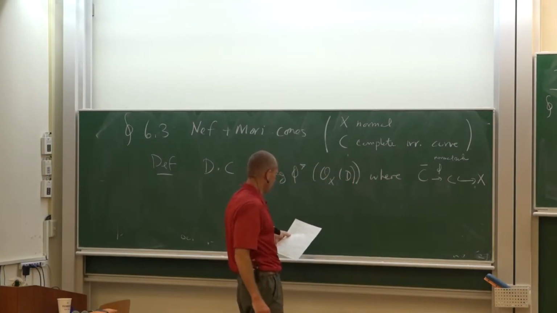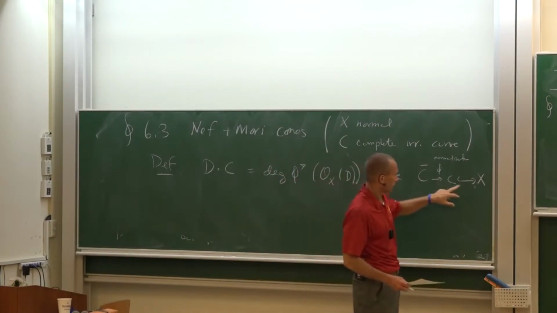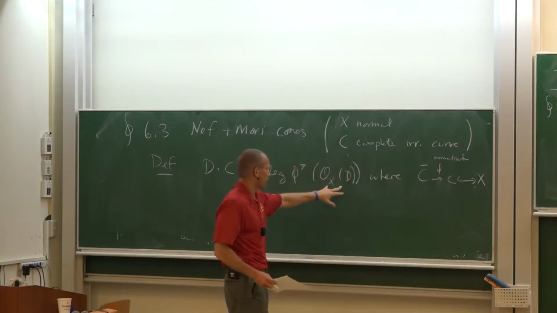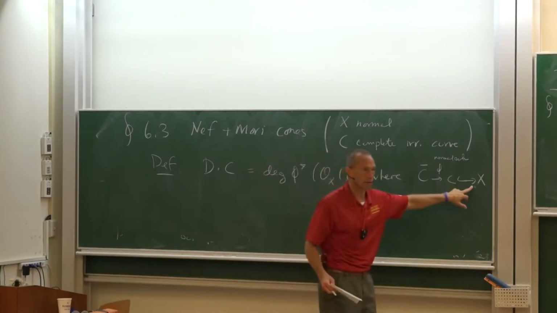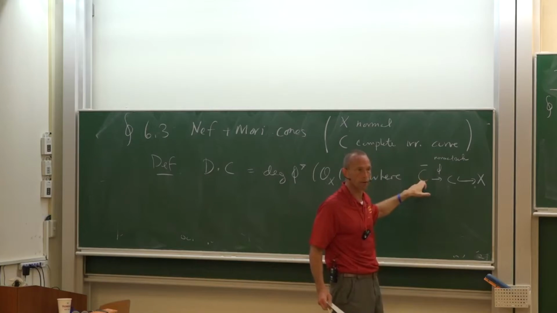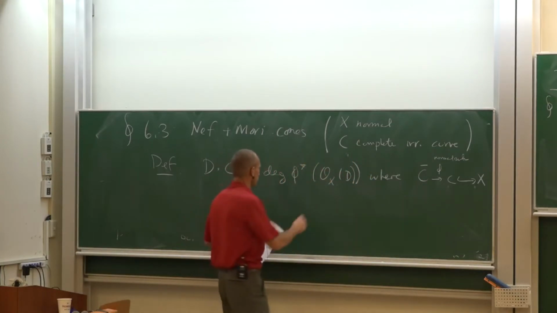And then I've got my curve sitting inside here, I've got a divisor D on X, and I've got this map phi that maps my curve into X, and I can take the pullback. That's going to give me a divisor on my curve. And what's that divisor on the curve? This is the divisor on C.